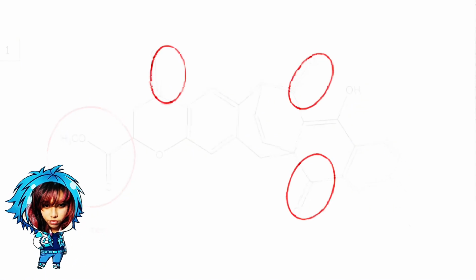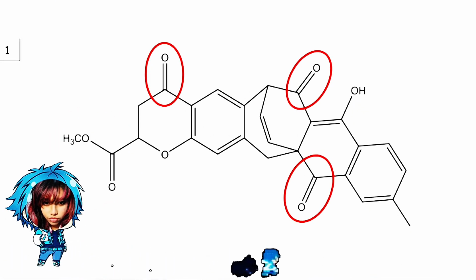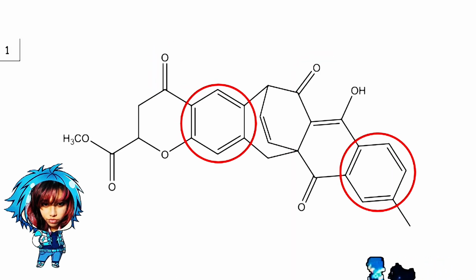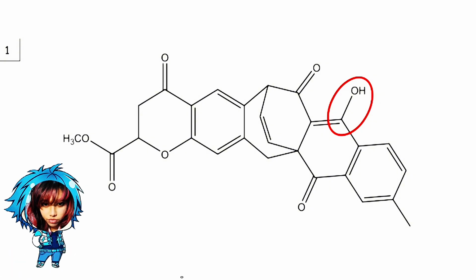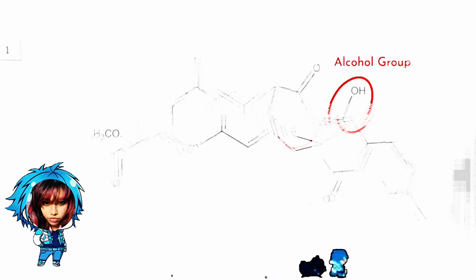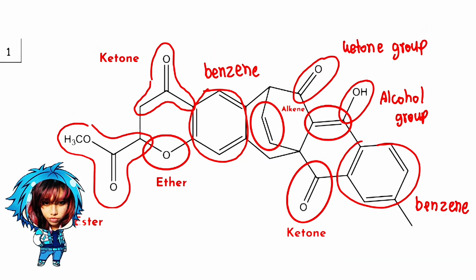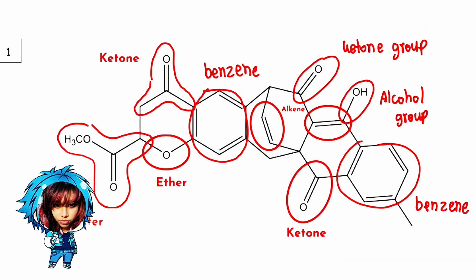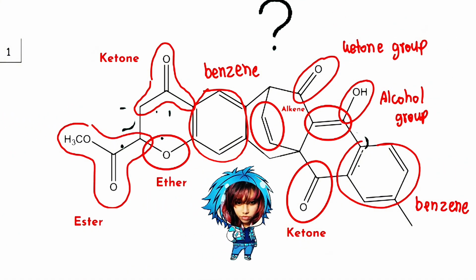This one? An ester. How about these three? They are ketones. How about these two? They are benzene. And lastly, this one. This one's an alcohol group. Here's the full map of everything and all the functional groups that we have found. But how do I know what is what, and how can I identify these?